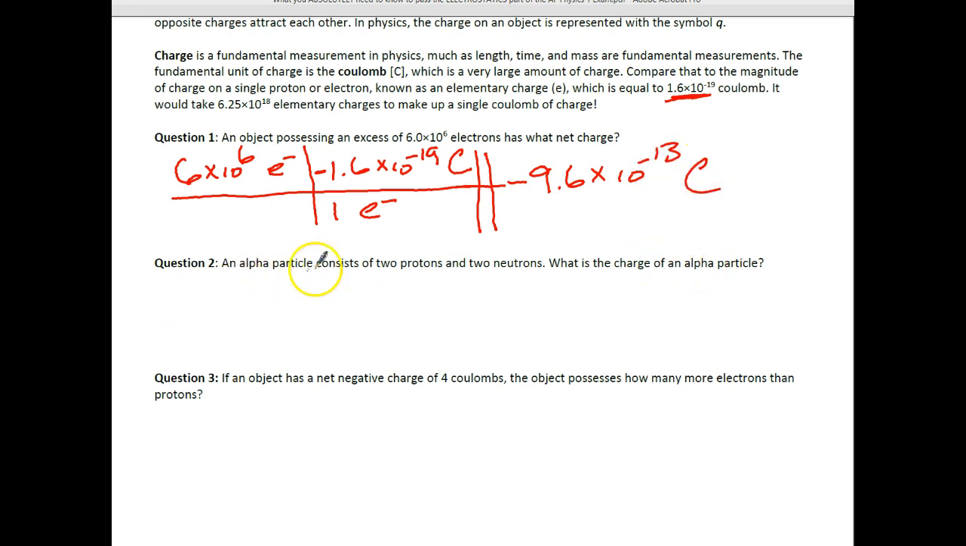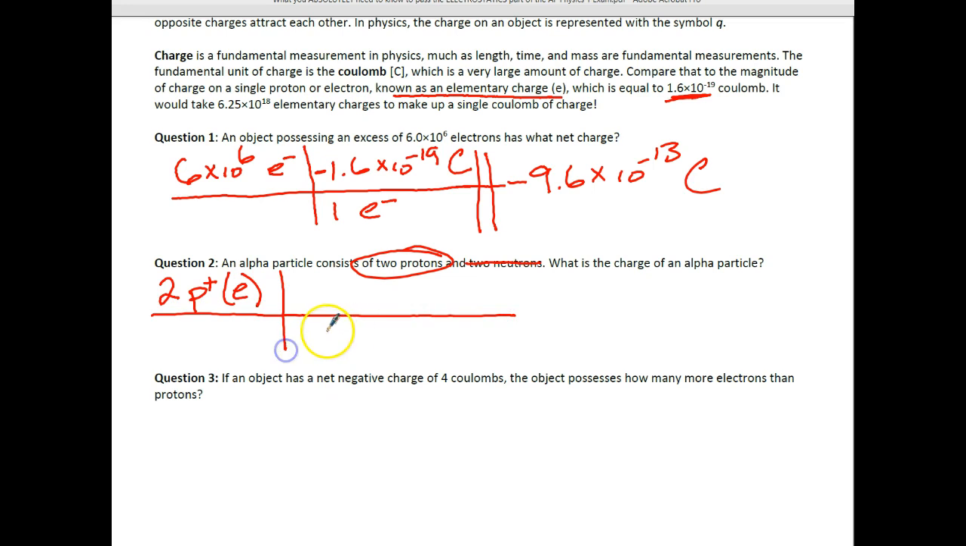For number 2, an alpha particle consists of 2 protons and 2 neutrons. What is the charge of an alpha particle? Well, we said earlier that neutrons don't have a charge, so we don't have to worry about those. And protons have a charge of positive 1.6 times 10 to the negative 19th. And remember, we call that an elementary charge, which is abbreviated with an E, not an E negative, that's an electron. So for the protons, we can either write 2 protons, or we can write 2 elementary charges, either way.